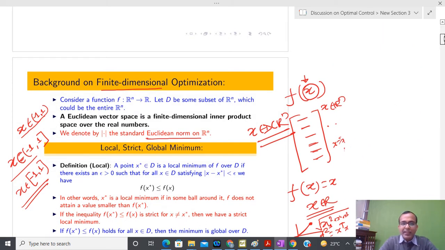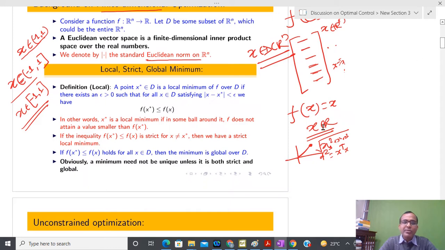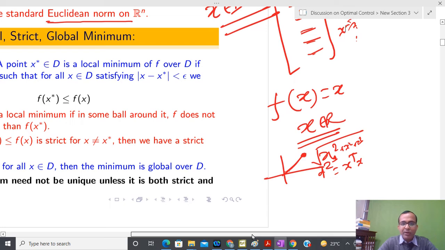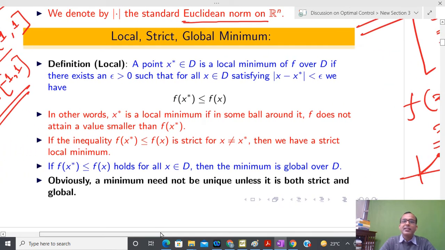So now I am going to talk about the local, strict and global minima. The definition is just like a school textbook, but we have a certain kind of restriction, meaning I am going to write everything very precisely. You can see here the definition of local, and after that I will come to strict, and then I will land on the global minimum.